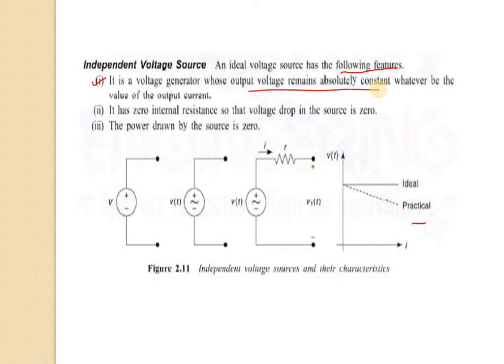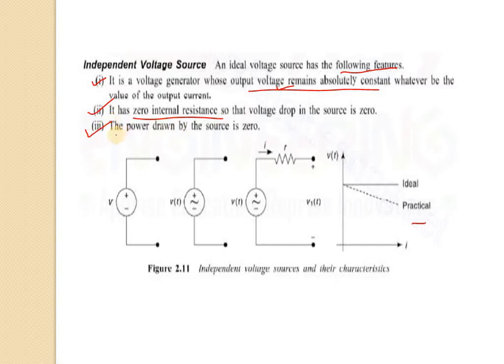So it is independent. Second one, it has zero internal resistance, so the voltage drop in the source is zero. That means there is no internal resistance. We know if there is some internal resistance, there will be voltage drop. So in case of an ideal voltage source, we are assuming there is no internal resistance, so there is no voltage drop.